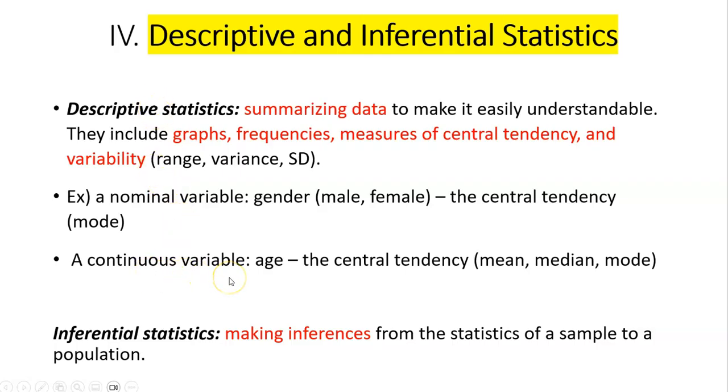If it is a continuous variable, in that case the central tendency will be the average. So what is the average age of the participants? You can get that. Now, inferential statistics means that when you finish your descriptive statistics, your data is now ready for the analysis.